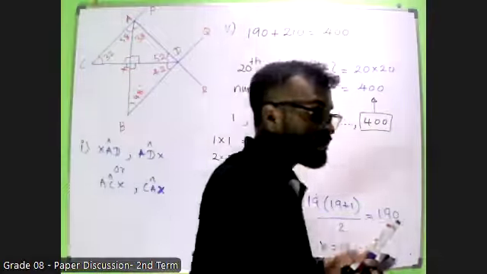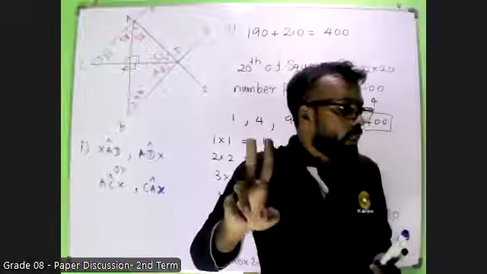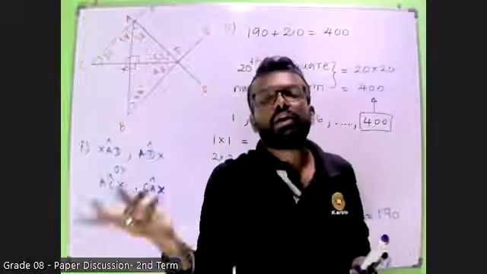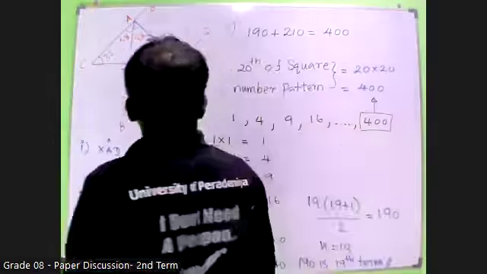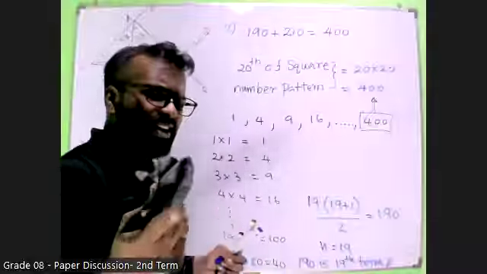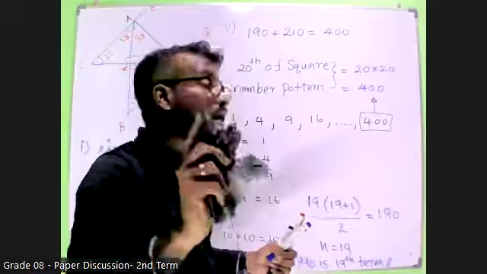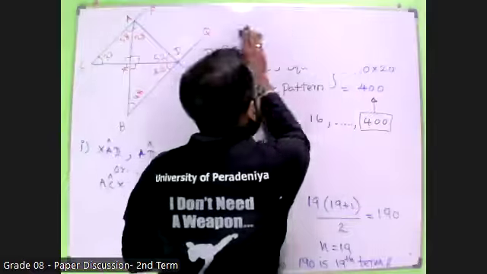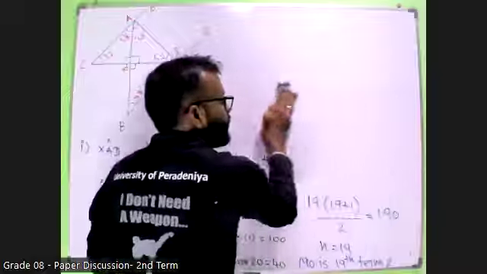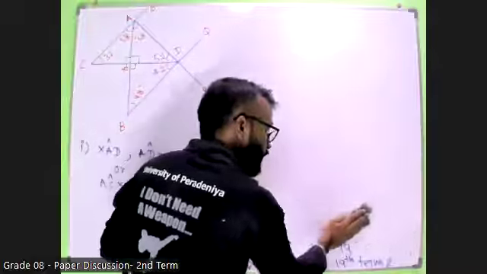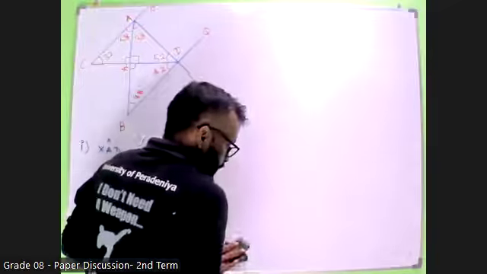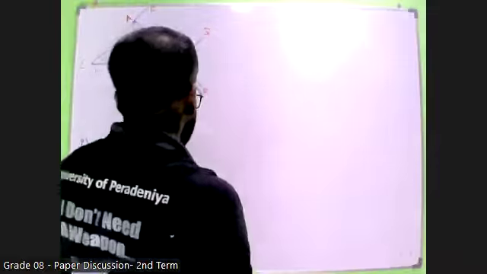Okay, let's move to the next one. Second one: write down two pairs of supplementary angles. Complementary is 90 degrees. If supplementary, the summation should be equal to 180. So that is the pattern that we need to identify. Complementary 90 degrees, supplementary 180. So let's see.